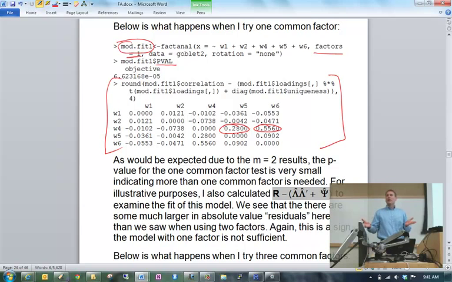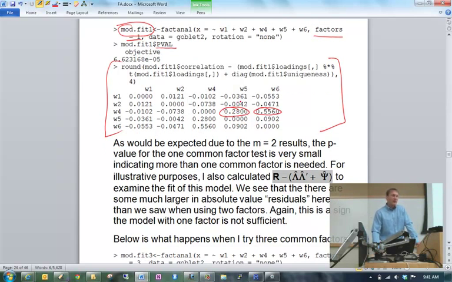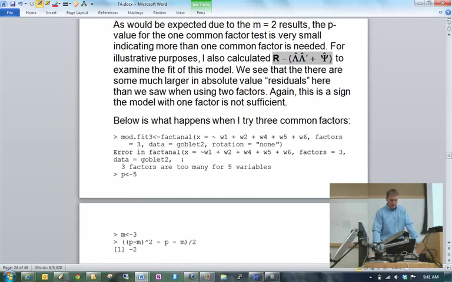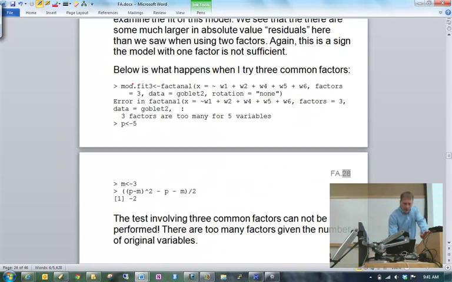So, by looking at the residuals, we see that our factor analysis model is not sufficient with only one common factor. Okay, so well, what happens if we try 3 common factors? So, I put the results into mod.fit3. I say factors equal 3, and then we run into a problem. 3 factors are too many for 5 variables.